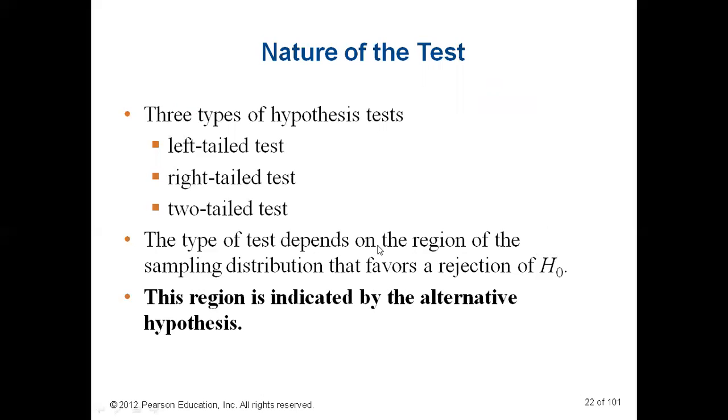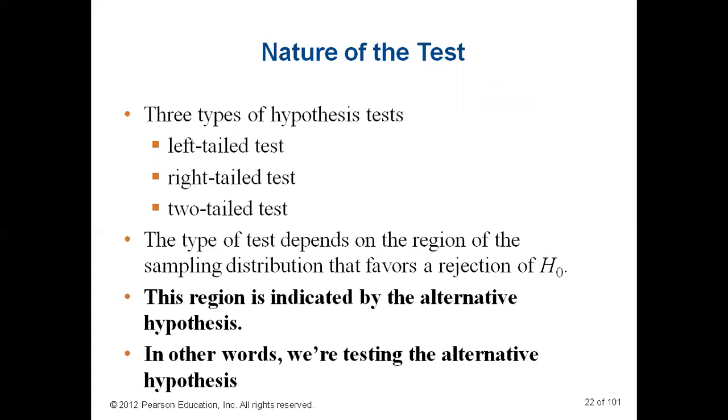The type of test depends on the region of the sampling distribution that favors the alternative hypothesis, that is, that favors rejection of the null hypothesis. So this region is indicated by the alternative hypothesis, or we can say it is the rejection region. In other words, we are testing the alternative hypothesis.